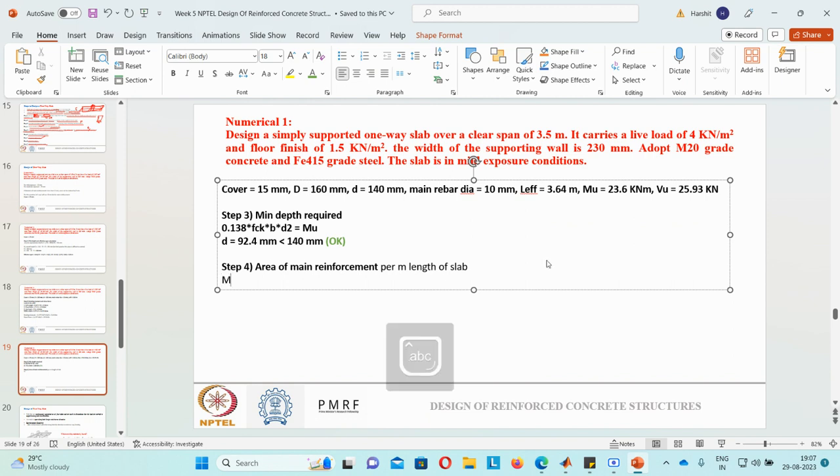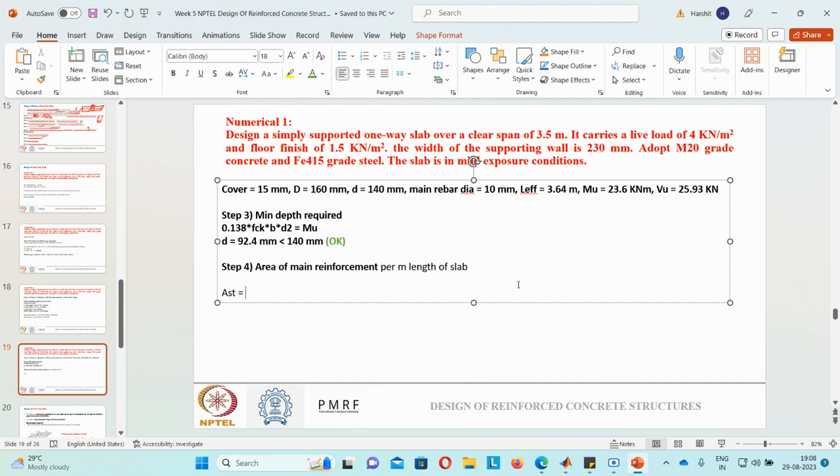So Mu is equal to, from beam design, what we say, 0.87 Fy Ast d minus 0.42 Xu. So this is how I wrote it now. Here you will find that you need to calculate Xu and everything first. So rather than using this formula, I will tell you a direct formula that you should remember by now. So directly, how to calculate Ast.